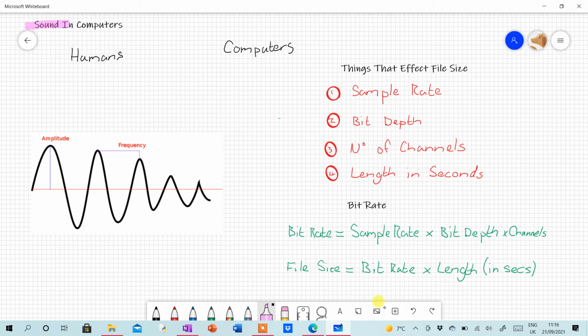Alright, so in this video I just want to take a quick look at how sound is represented in computer systems. Okay, it's quite a tricky subject with lots of things to remember, so I thought a video might help you out a little bit.